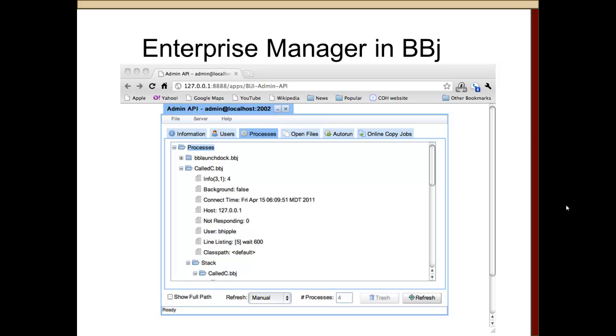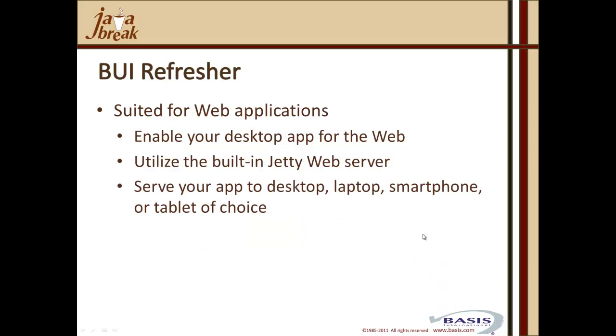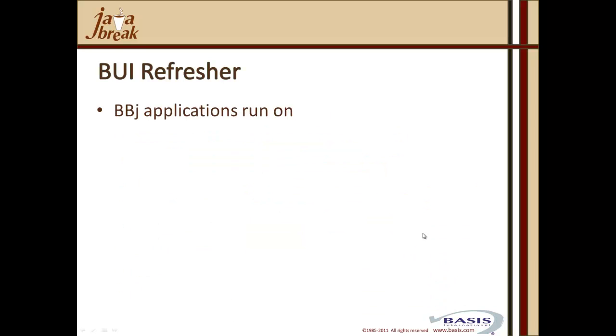But without changing a single line of code again, we suddenly have a GUI application running in a browser. No Java, no JVM required on the desktop. So we can see that BBJ is now suitable for web applications. You can enable your desktop app for the web, and you can utilize the built-in Jetty web server that ships with the Basis product to deploy and serve that app up over the internet. You can serve it to a desktop, to a laptop, to a smartphone, or your tablet of choice.